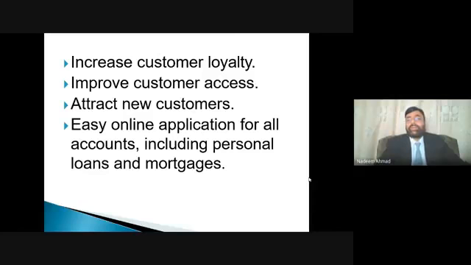Easy online application for all the accounts, including personal loans and mortgages. Mortgages, not mortgage. You can put your application for accounts and so on. You can put your application for a loan for any reason and stuff like that. You can have different packages from the bank as well.